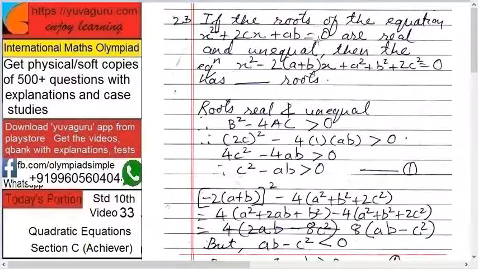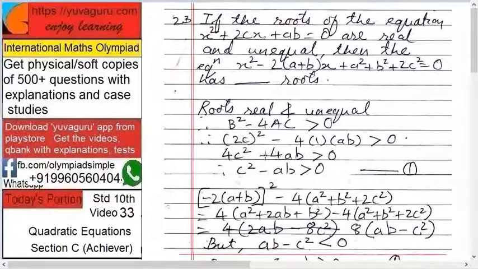So what is given? Roots are real and unequal, therefore b square minus 4ac will be greater than 0, right? If they are equal, then equals to 0. Therefore let's see this. Now what is b over here? 2c. 2c square minus 4 into a is 1 and c is ab. So 2c the whole square minus 4ab is greater than 0. Therefore 4c square minus 4ab greater than 0. Therefore c square minus ab greater than 0. Okay, this much is clear.